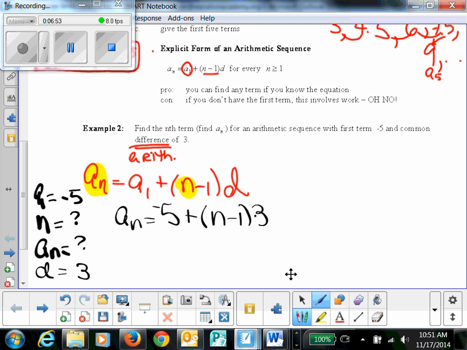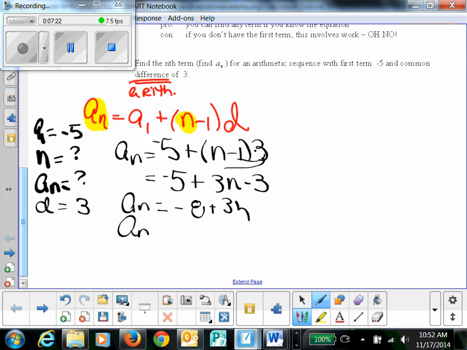So what do I need to do to simplify? We distribute. So we're going to get -5 plus 3n minus 3. Now we can combine our like terms, right? So a sub n is going to equal -8 plus 3n. It doesn't matter if you write it this way. I like to put my variable first. But that is your explicit formula. So if I wanted the 100th term, then I would go 300 minus 8, and I'd be done. It would be what the 100th term value is.